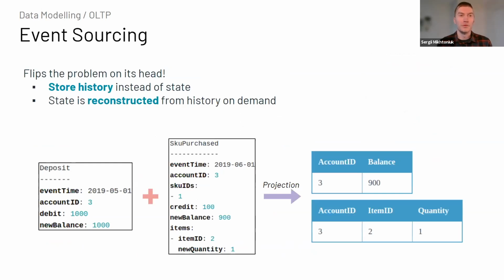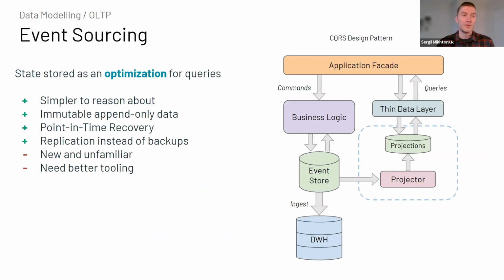So this brings us to event sourcing, which flips the entire problem on its head. Instead of storing state, we store only history in a database, and we reconstruct the state on demand from the events. So having events like a deposit of 1,000 currency and a purchase of 100, we can easily tell that the current account balance is 900, right? It's a pretty simple projection operation. State might still be stored in a database, but it's only used as an optimization for queries.